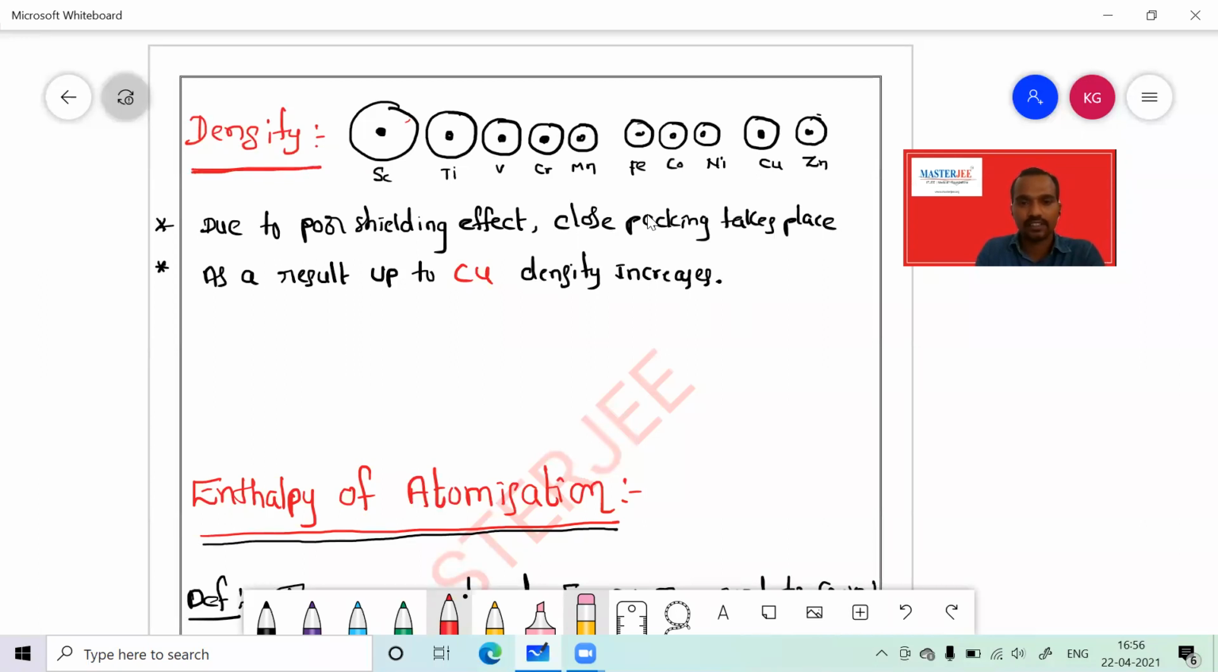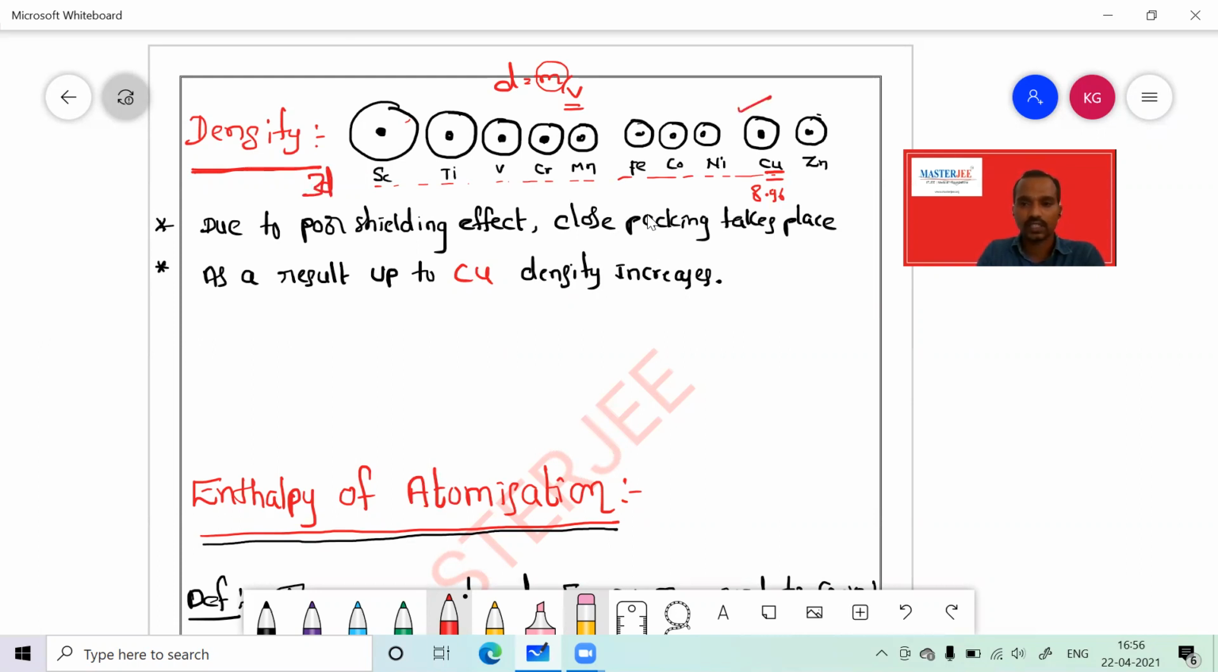How will density vary? Density is nothing but mass by volume. Within a unit volume, the number of particles in mass is considered as density. If you see, the size of atoms gradually decreases from scandium to copper, so density increases. Copper will exhibit the highest density, 8.96 gram per ml, among the total 3D series.